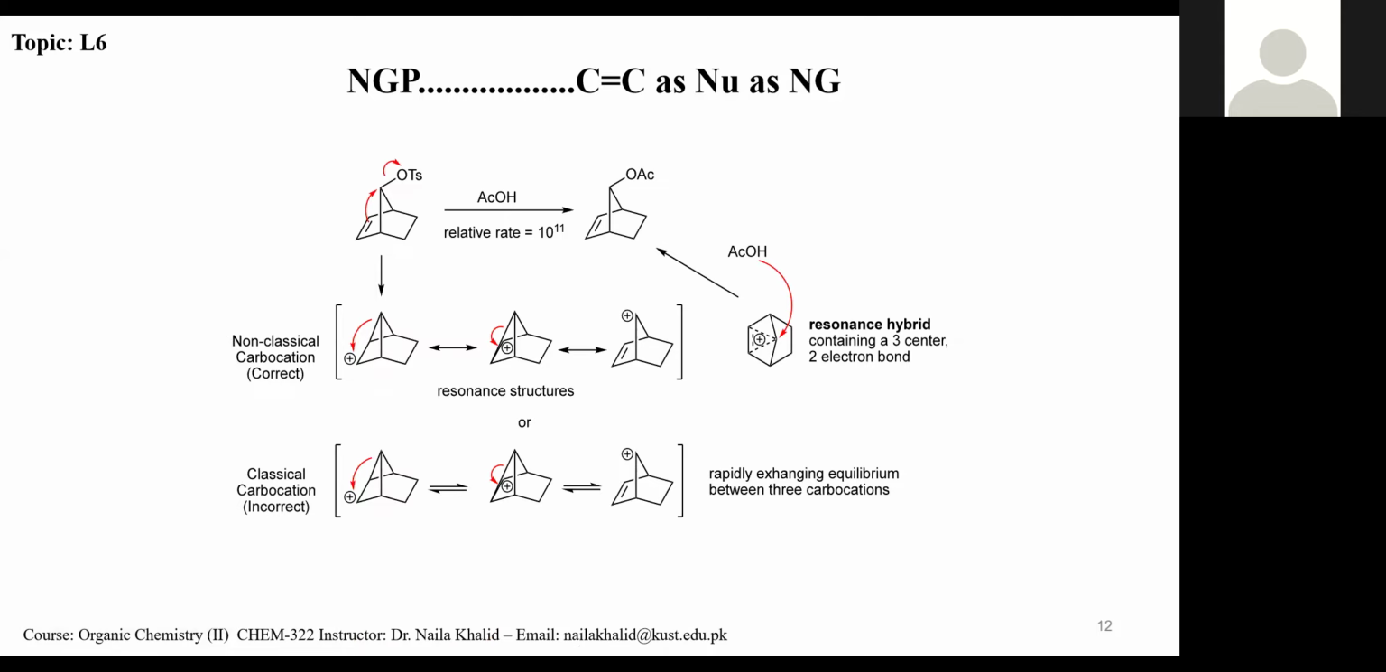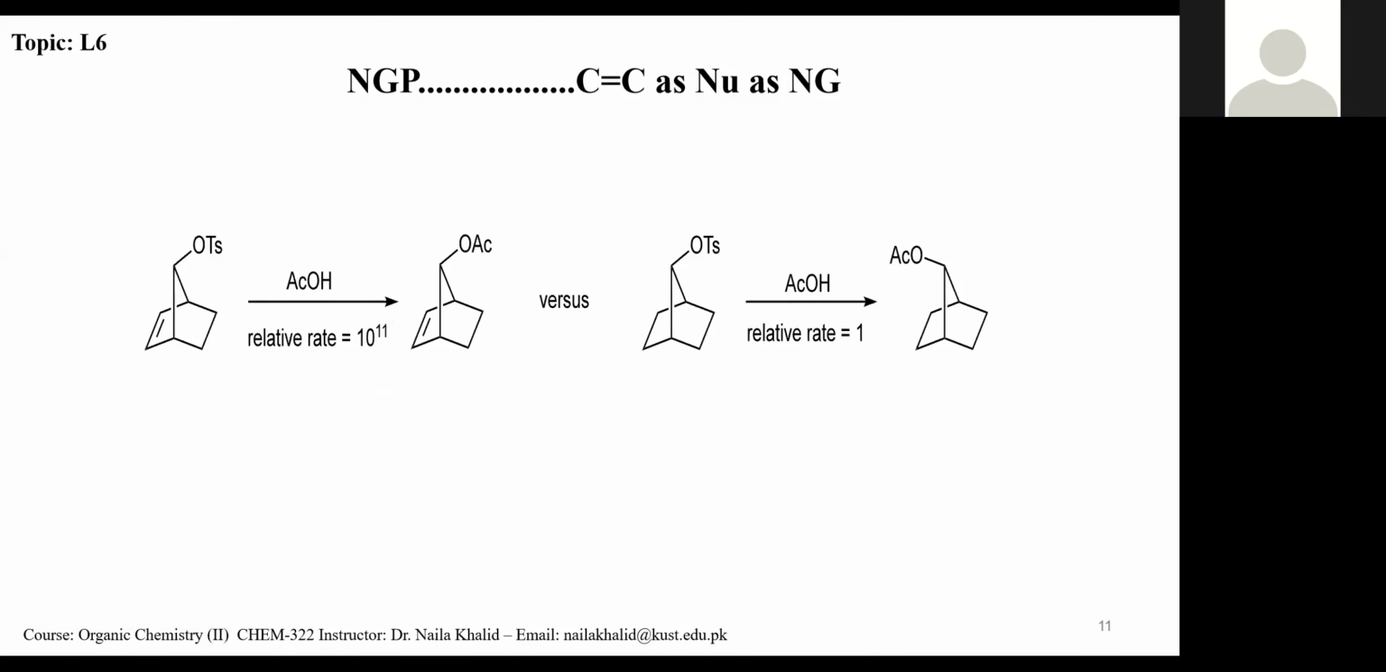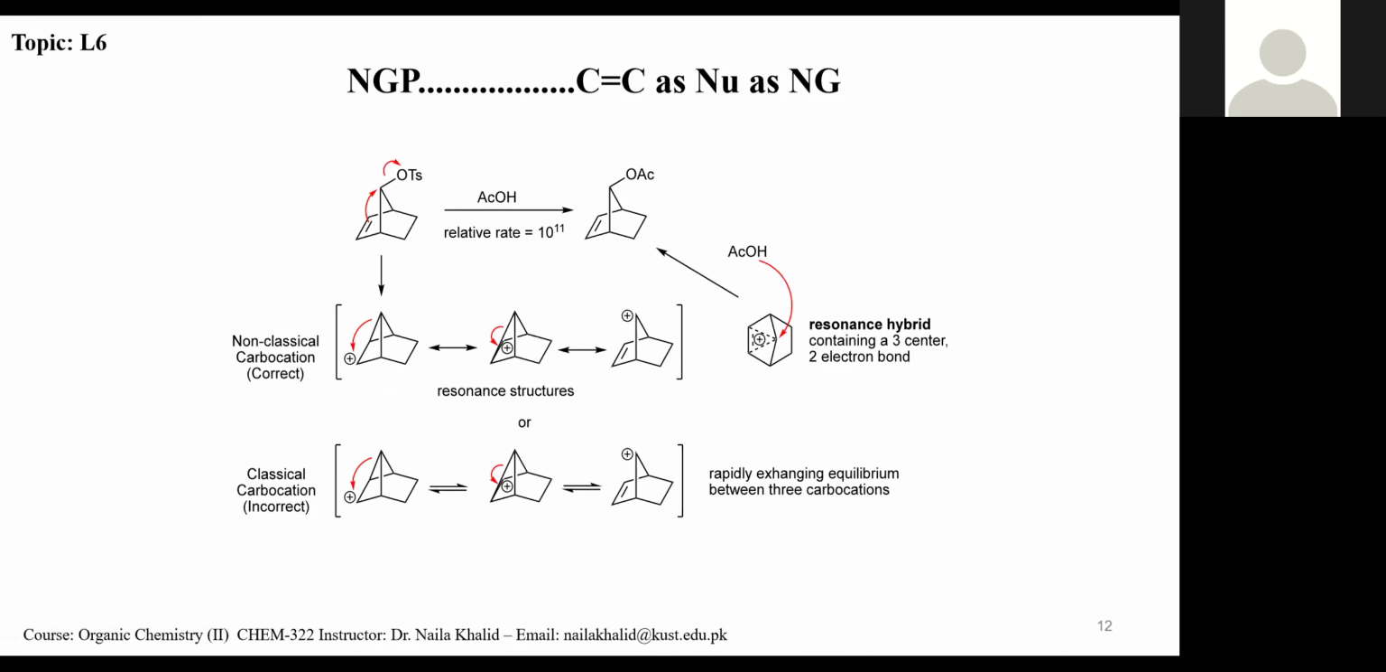Here in this case, you can see the mechanism. This double bond is interacting with this one. The tosylate group leaves, and then the acetoxy group will attack on this one, and you will get this type of product. So this type of non-classical carbocation is involved.